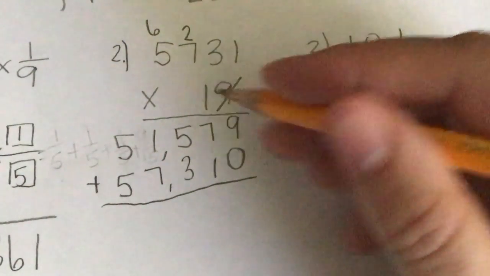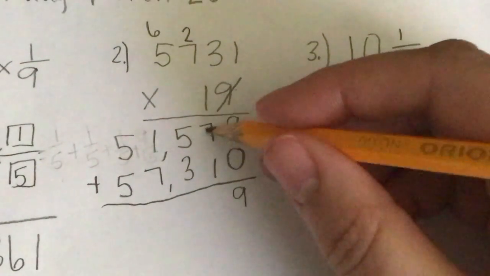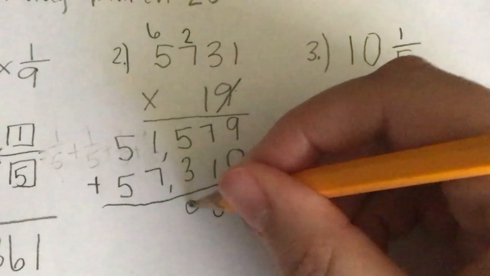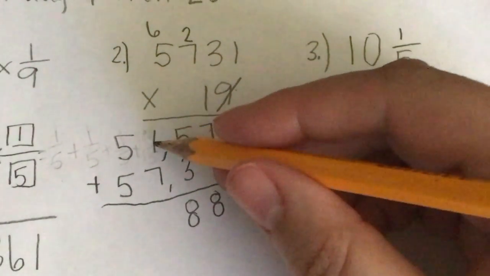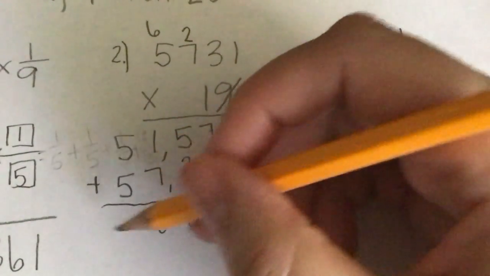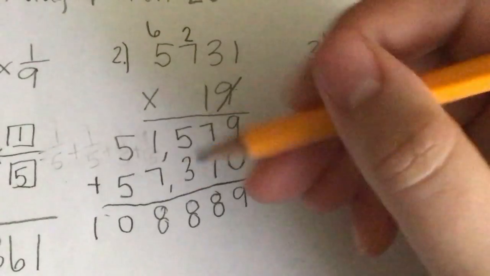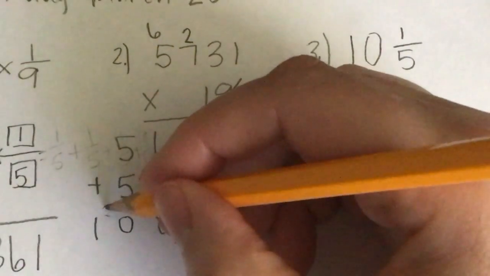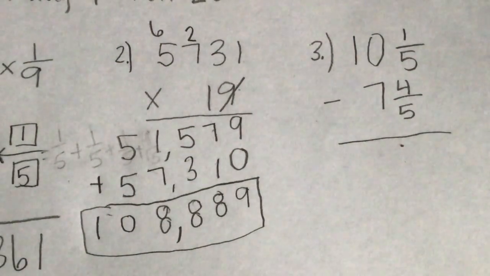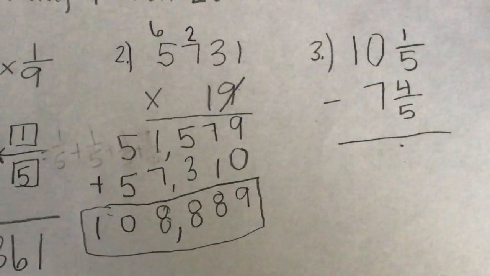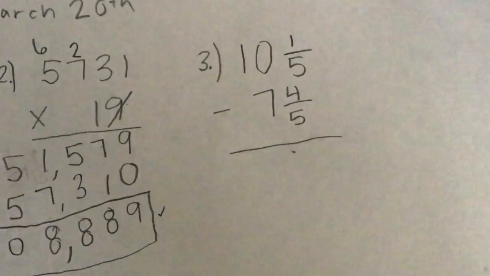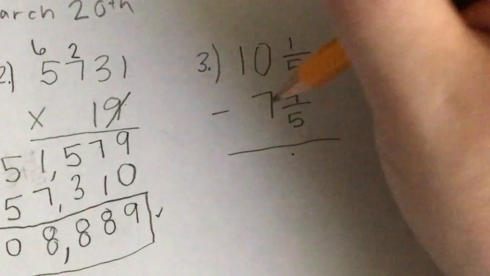Okay, 9 plus 0 is 9. 7 plus 1 is 8. 5 plus 3 is 8. 1 plus 7 is 8, and 5 plus 5 is 10. So our final answer is 108,889. Yay. Number 3. 10 1/5 minus 7 4/5.